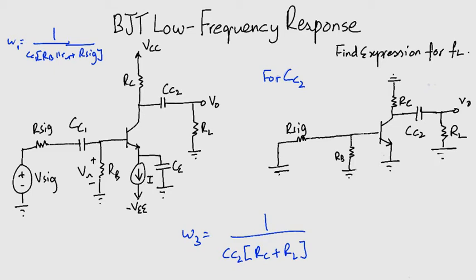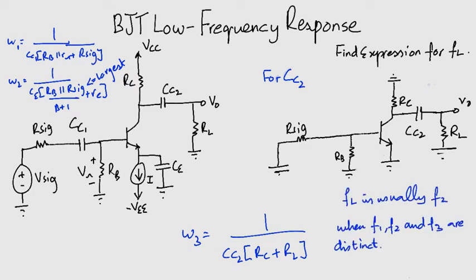So how does this exactly help us in finding an expression for FL? Comparing the three expressions, we can see that omega 2 is the largest. This is because the resistance that CE faces is quite small. So small that even if we use a large value for CE, omega 2 is usually the highest of the three break frequencies. This is the case when F1, F2 and F3 are distinct from each other.